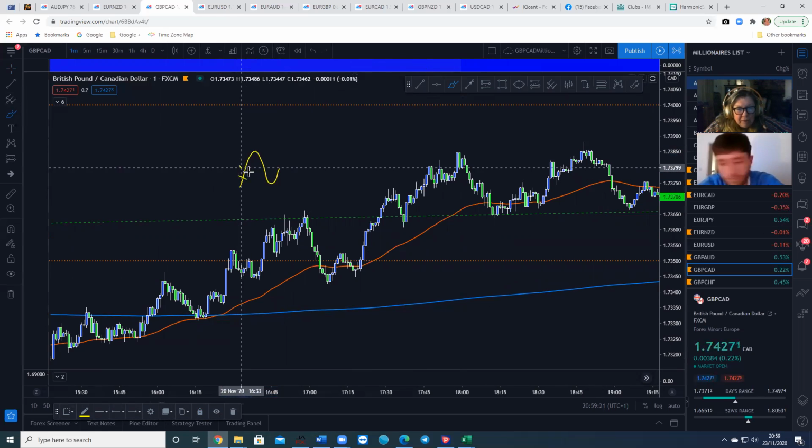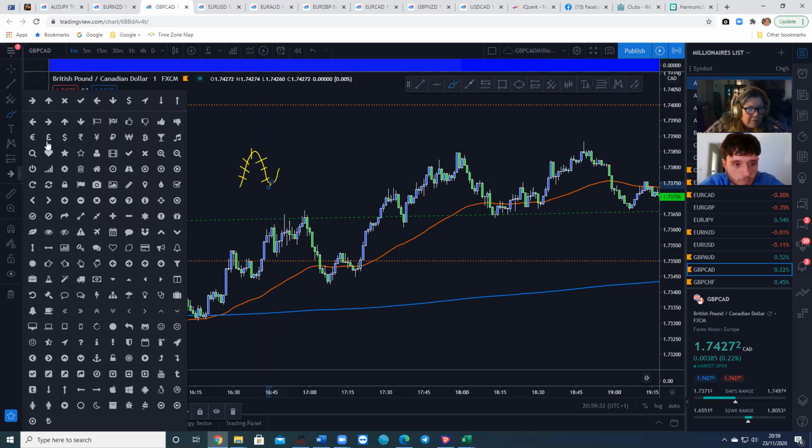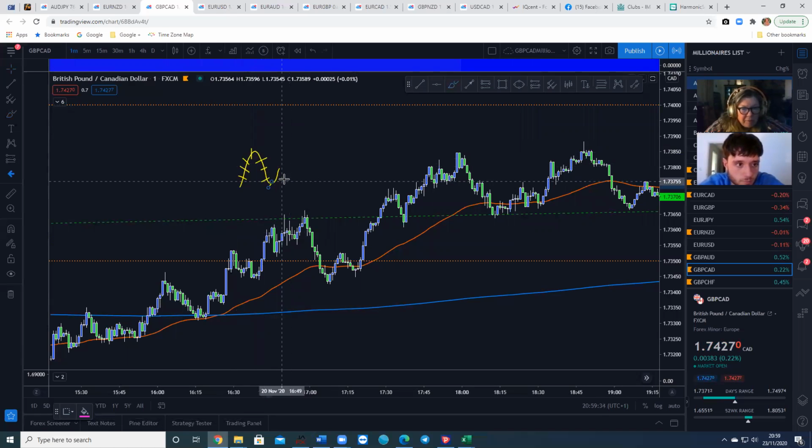That's not an entry. No entry. No entry. Your only entry is as it turns. There. And so if you see it coming back to the pitchfork, be patient, because all that Forex is, is the transfer of money from the impatient to the patient.